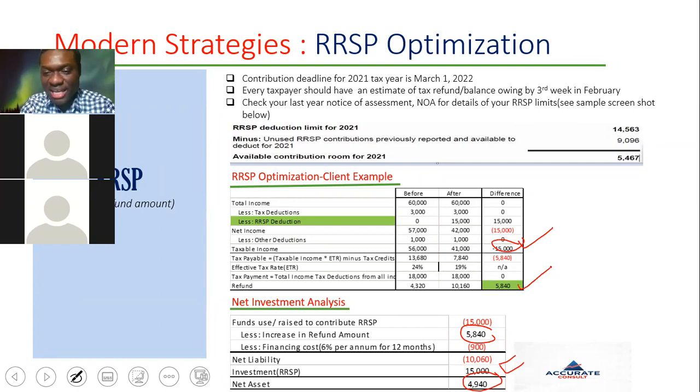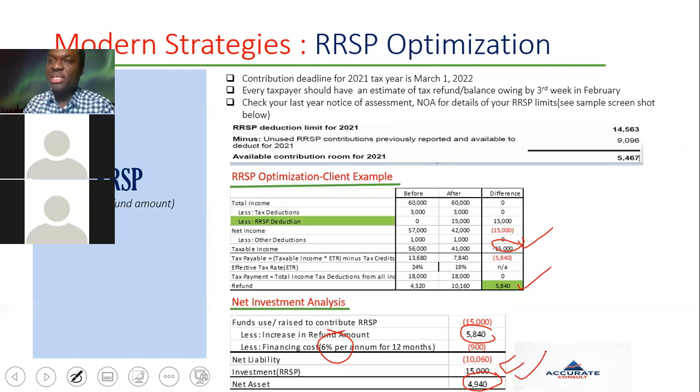And within a year, he can pay off the line of credit, the fund he got from the line of credit. Some of us even have a line of credit at 3%, 2%, 4%. Even in this scenario, my client's line of credit was 6%, and his net worth still increased by almost 5K.